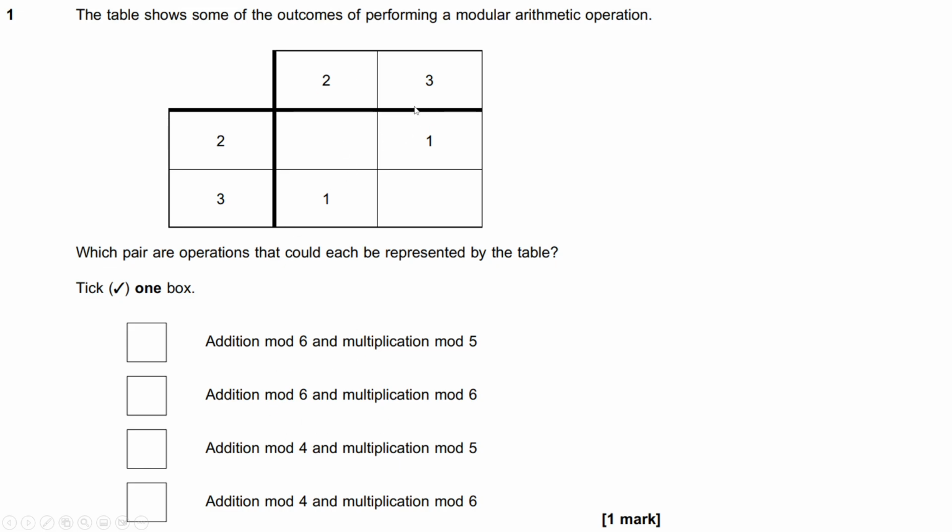First of all, we've got 3 and 2. Either we can multiply them to get 6, but we've got a result of 1, so that could be mod 5 because that would give us a remainder of 1. Or we could add them together to get 5 and then we'd have a remainder 1, so that could be mod 4 for addition. So addition mod 4, multiplication mod 5, it must be this one.